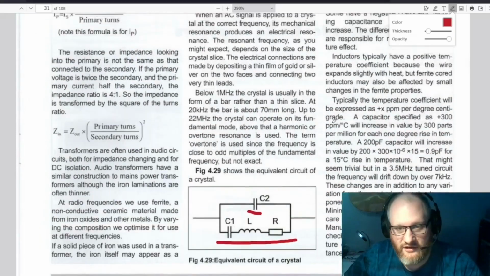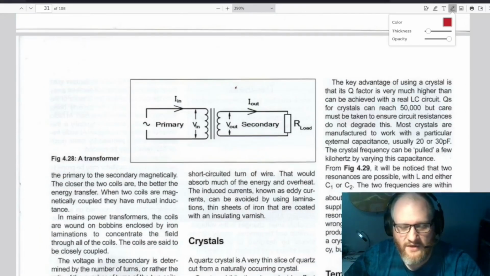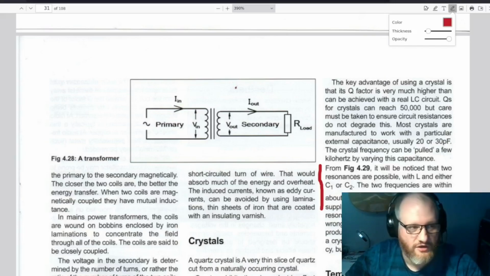Now, looking in the full license manual, it does actually call this out. The two different frequencies you get from the series or parallel configuration are normally very close to each other, by about 0.1%. Now, on a crystal for the 2-meter band, that 0.1% could be as much as 140, 150 kilohertz. So that's a few channels up or down.